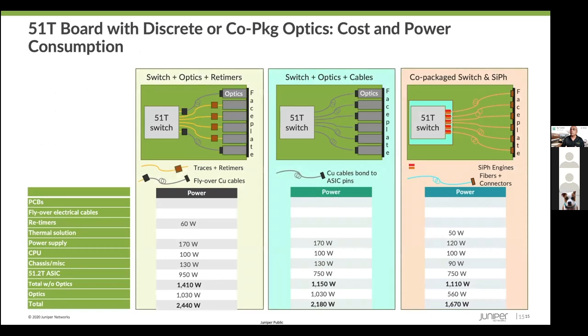Why is that important? Because when you go from discrete to co-packaged optics, this shows how the power consumption goes down, right? You typically have switches and optics separated with retimers. There are traces on the board. There are flyover copper cables. They all contribute to the amount of power taken. Once you go to switch optics and cables together, where you are bringing optics closer and removing the retimers, that improves the energy efficiency. Co-packaged optics combines everything in a single package, removing all of these traces, retimers, and all. And you can see at the bottom, the amount of improvement from the first column to the last one is almost 50%.